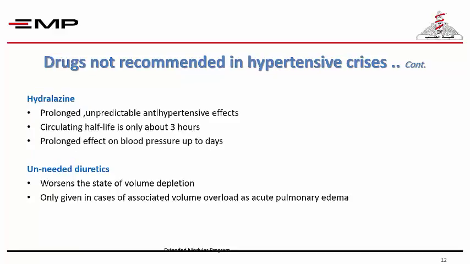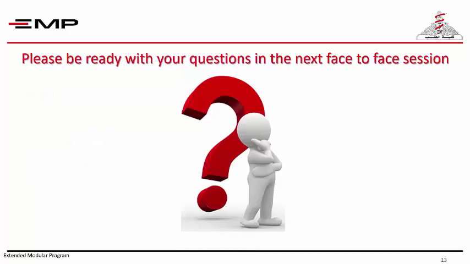Also, it's not recommended to use hydralazine due to prolonged, unpredictable antihypertensive effects. Its circulating half-life is only about 3 hours, but it has a prolonged effect on blood pressure of up to days. Also, unneeded diuretics worsen the state of volume depletion and are only given in cases of associated volume overload, as with acute pulmonary edema.